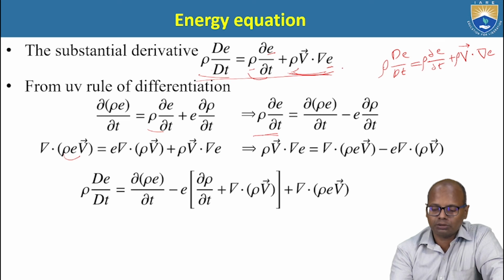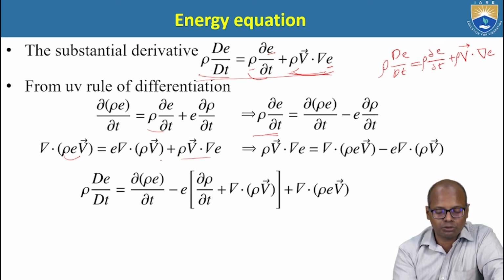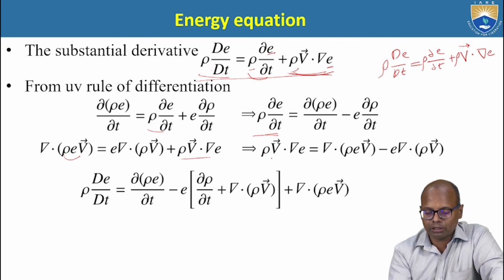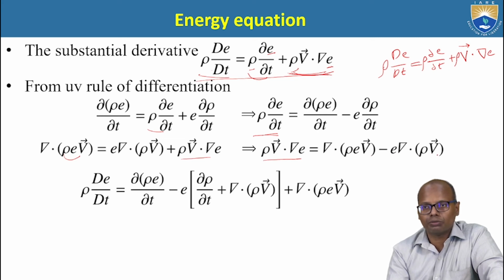So rho V bar into del dot V. So this is the equation. For this, I have to take this term to this side. If I take this term to this side, what I will get is rho V bar dot del E is equal to del dot rho E V bar minus E into del dot rho V bar.